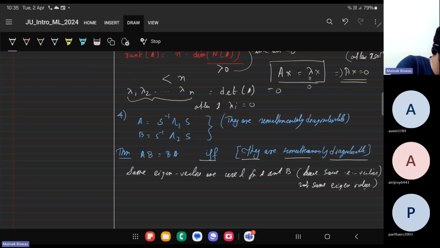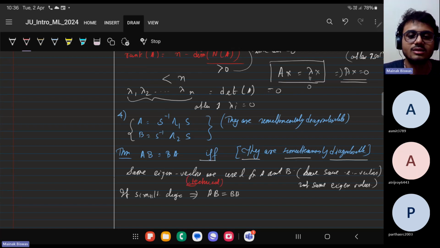Okay, so if this is the case, I am going to prove that if simultaneously diagonalizable, then AB equals BA. The reverse is technical. I will share it with you in the group, but I'll not do it in the class. There's not much time. This is technical, but let's do the easier one. So what will I do?